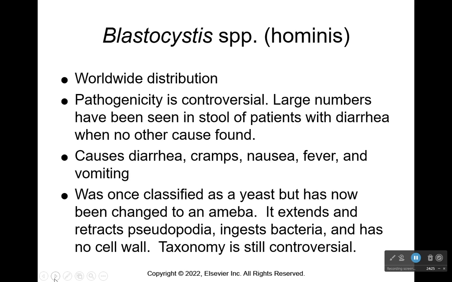Okay, another one, Blastocystis species. The book just listed it as species, but I threw in the name hominis because that is one of the more common species that you may see written in literature and what was more in my older books.